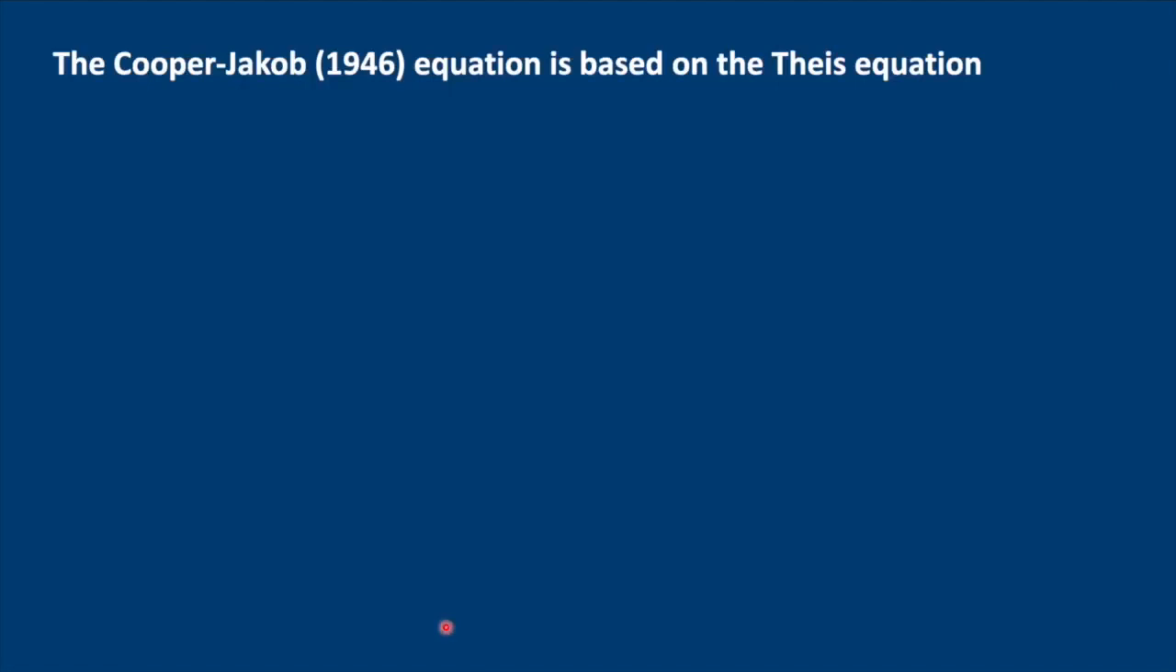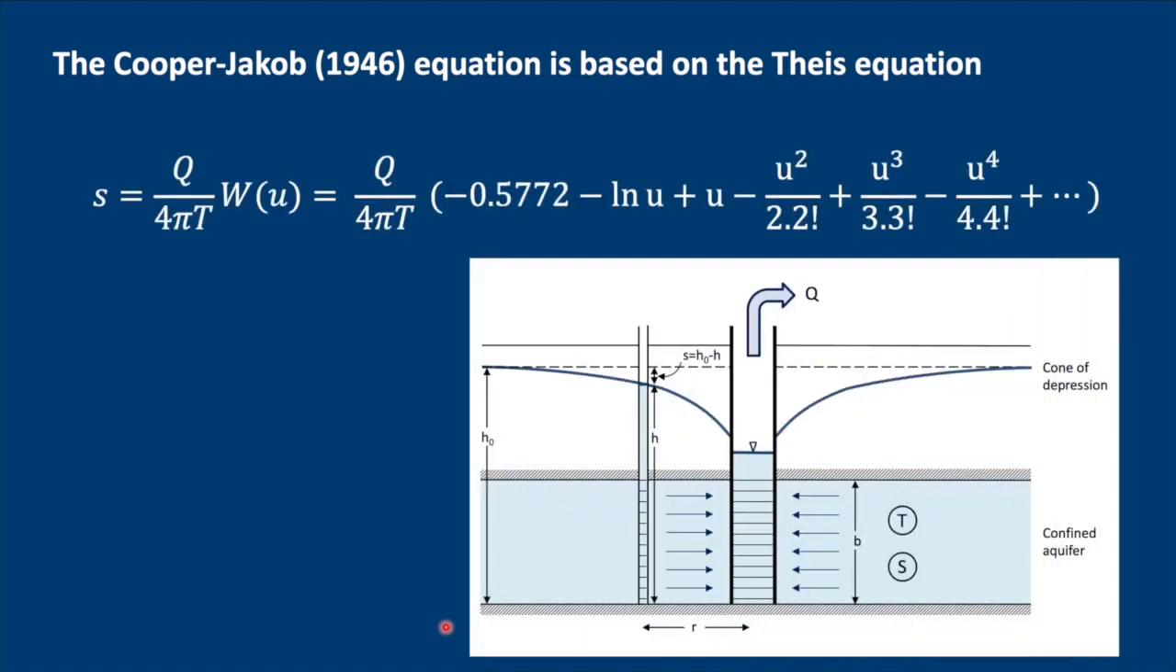The Cooper-Jacob equation is based on the Theis equation shown here. Just to remind you, s is the drawdown at any distance r from the pumping well at any point in time t after the beginning of the pumping test. And the important thing is our well function here, where u equals r squared, the distance, times the storativity, divided by 4 times the transmissivity times time.